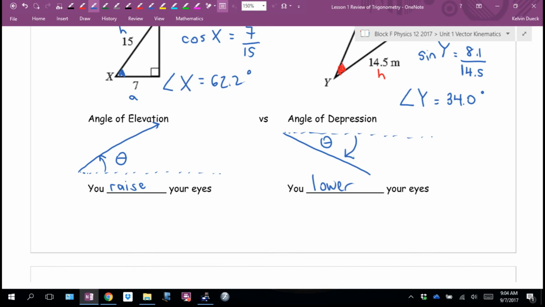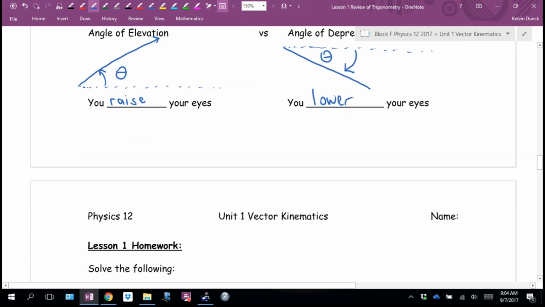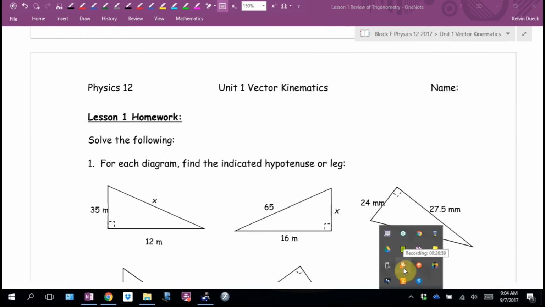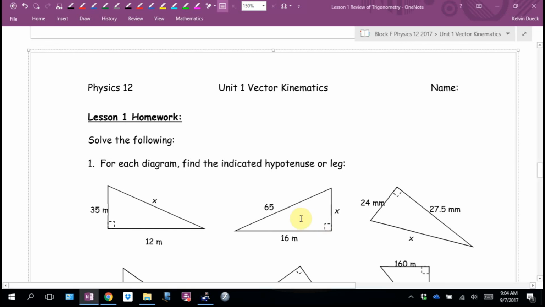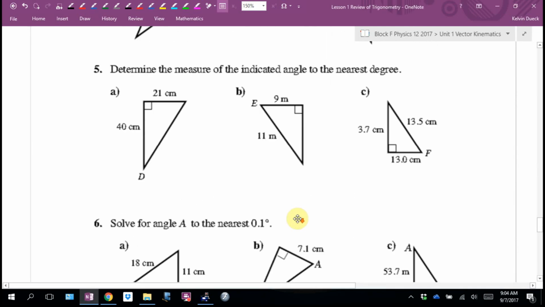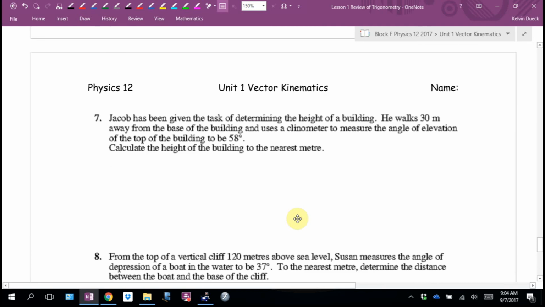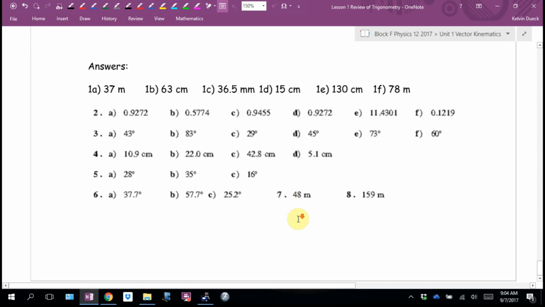And what's your homework? All of it. Holy smokes, short lesson for a change. You can do the homework right on here. The answers are at the very, very end. I even stuck a couple of word problems for you to kind of get the hang of. Your hint is draw a little picture for both of them. And there's the answers.